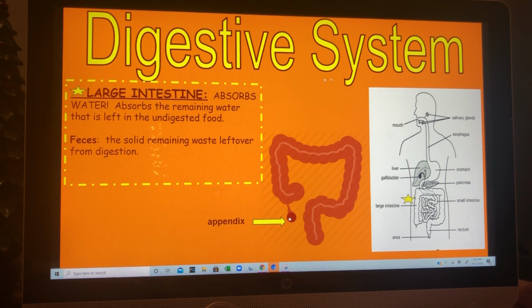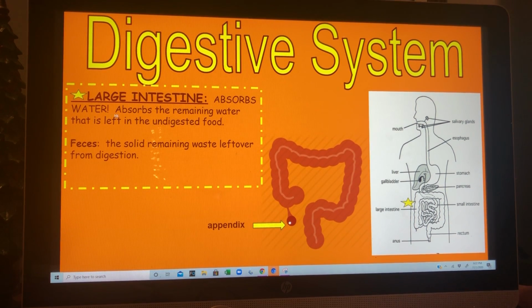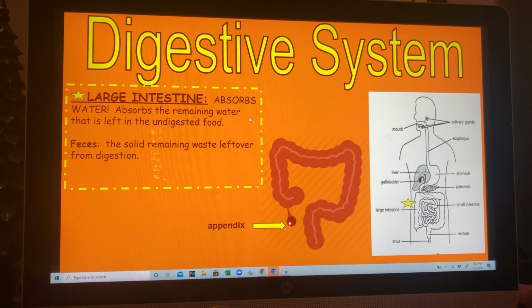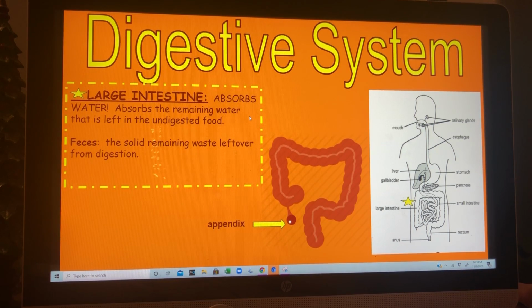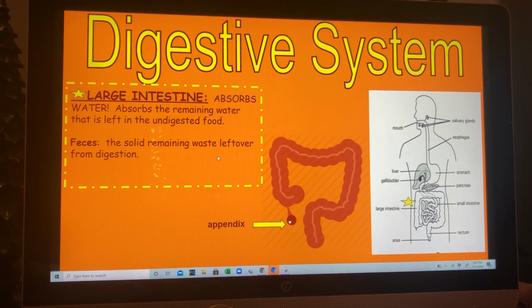So past the small intestine is the large intestine, and the large intestine's main job is to absorb water. So the large intestine absorbs the remaining water that is left in the undigested food. Now, feces is the solid remaining waste left over from digestion.